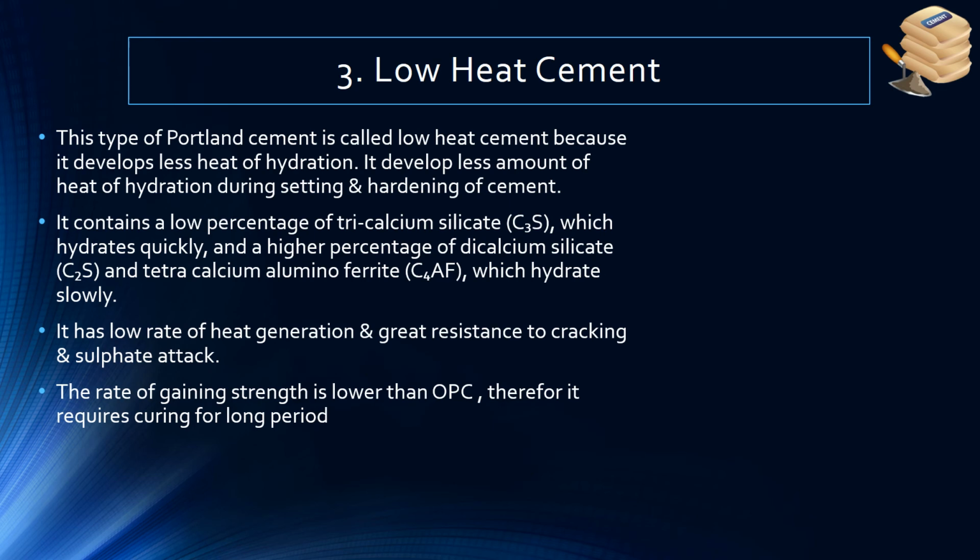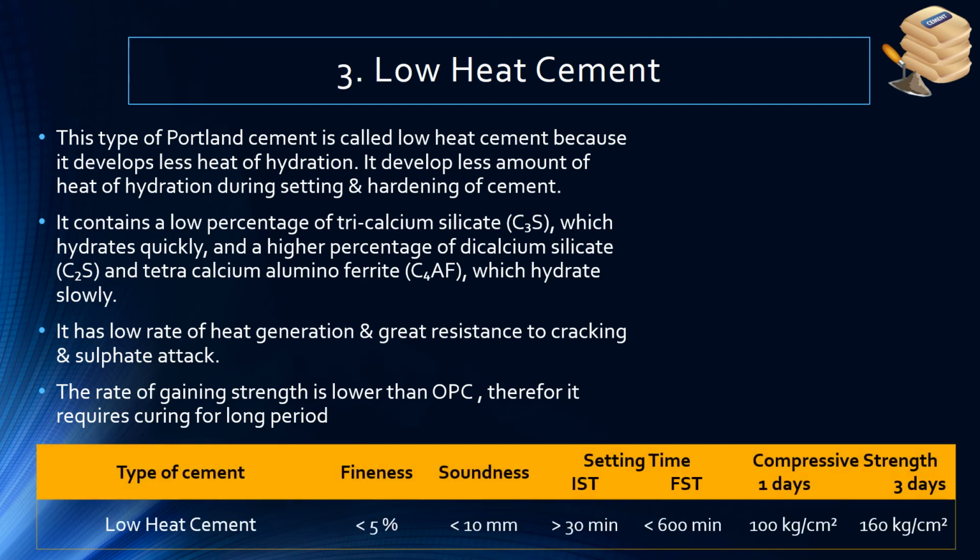The properties of low heat cement are fineness less than 5%, soundness less than 10 mm, initial setting time more than 30 minutes, final setting time less than 600 minutes. Compressive strength after 1 day 100 kg per square centimeter. Compressive strength after 3 days 116 kg per square centimeter.